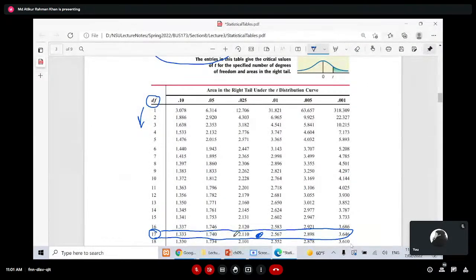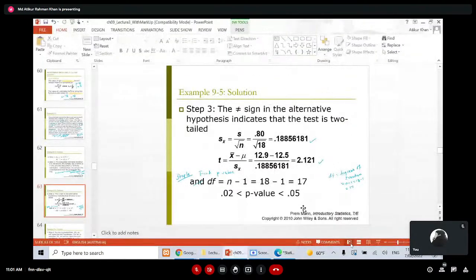Let's find the interval. So that is between 2.110 and 2.567. So go to the corresponding probability, that is 0.025 and 0.01. Which one is the smaller? 0.01, right? Yes, sir. So your p-value is between 0.01 and 0.025 from the table. But you are using a two-tailed test, so you have to multiply.